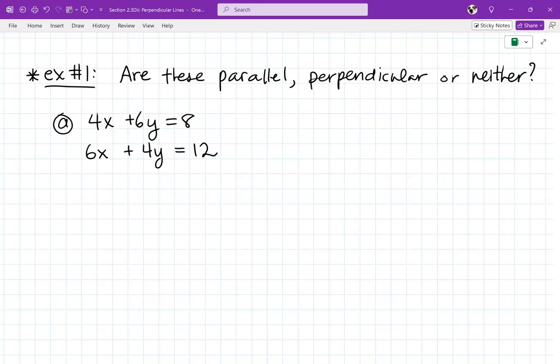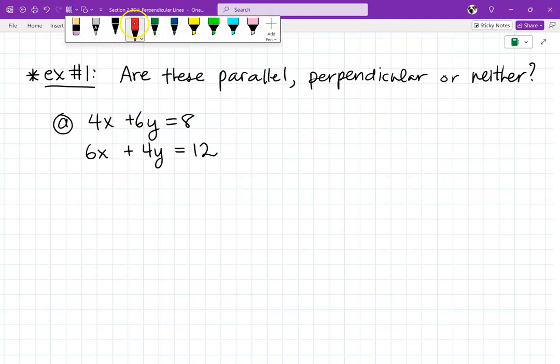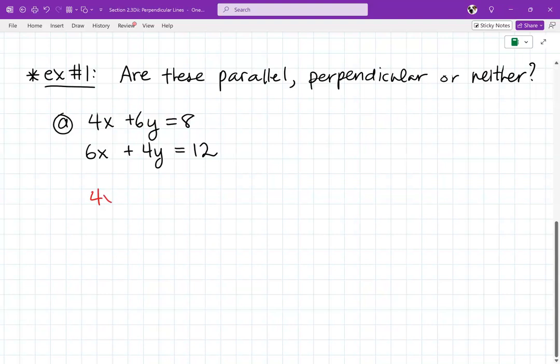So I'm giving you 2 lines. I want to know if they're parallel, if they're perpendicular, or if they're neither. Now, you have to solve for y, right? Because you got to be able to identify your slope. So let's go ahead and identify our slope. So let me get both equations. I'm going to write them out side to side. That way I can work on them.